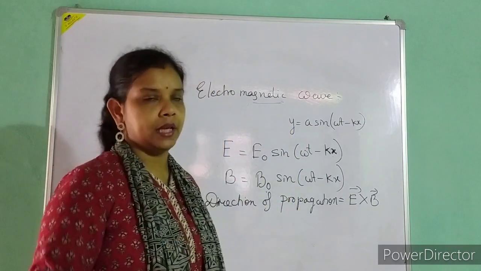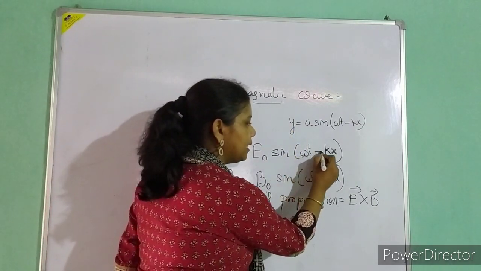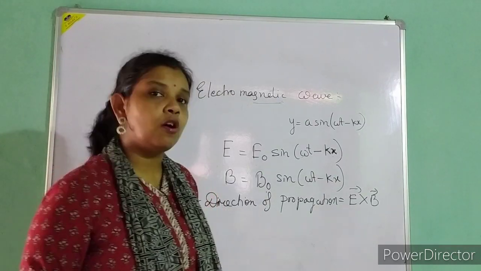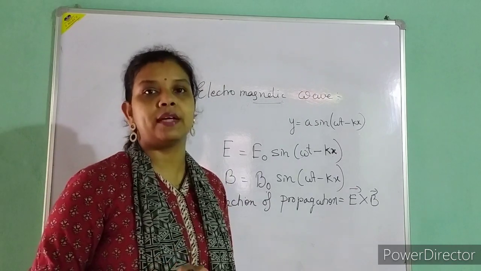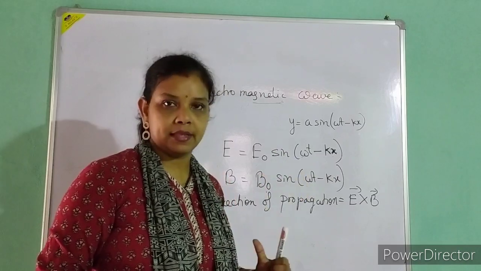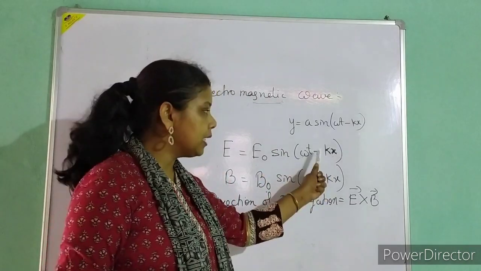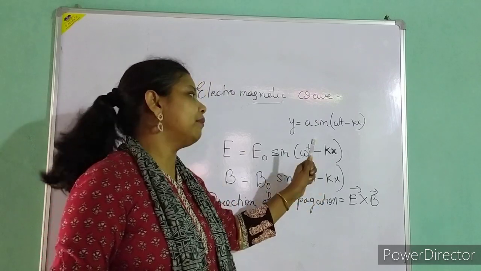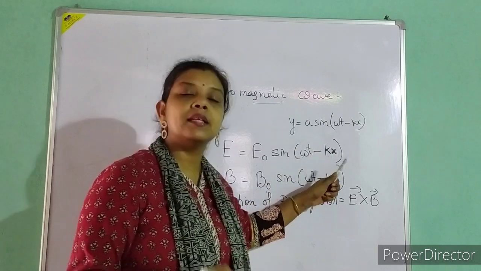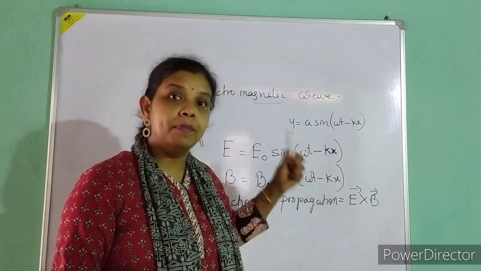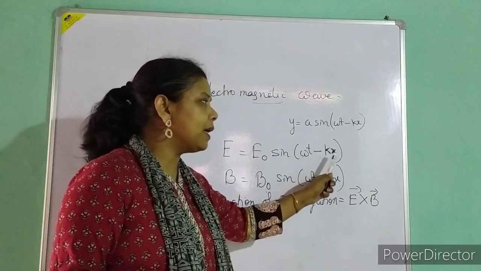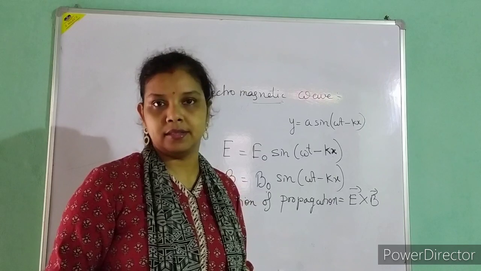X. Another thing, suppose I have written omega t minus kx. With a minus, don't think that it is along the negative x-axis, it is along the positive x-axis. If I have written a positive sign, then it is the negative x-axis. So minus means positive x-axis. If I have written minus ky, then it is the positive y-axis, and if I have written minus kz, then it is the positive z-axis. But if I have written plus, then it will be the negative z-axis. Similarly, with plus kx, it will become the negative x-axis.